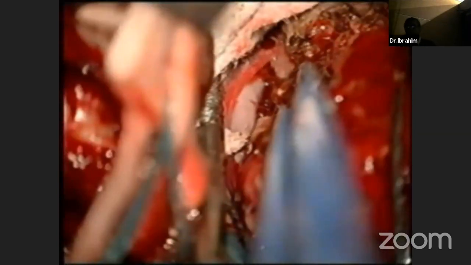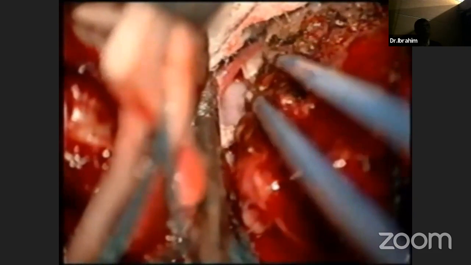Okay, another one. This is the vertebral artery.